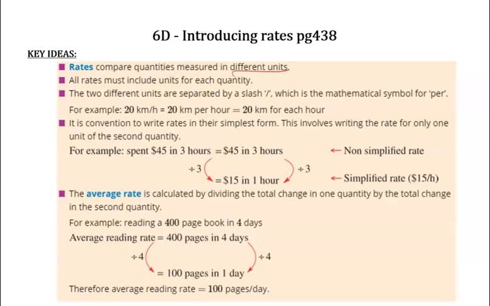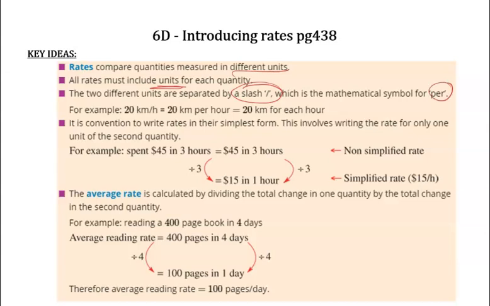And we've got to have units. In a ratio, we didn't put units. It would be a ratio of 2 to 3, knowing that those are cups. But for this one, we've got to say what they are. The two different units are separated by this slash. And did we pronounce the slash as per?